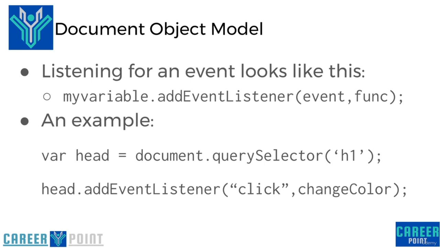Imagine we want to listen for an event. Well, the basic form looks like this. It's my variable, whatever variable you happen to have grabbed from the document object model. Then you say .addEventListener, you call that method, and then you pass in a particular event and a function. So for example, let's say we grab the heading 1 by saying document.querySelector h1. Then, off of that variable, we would say addEventListener, pass in an event name, such as click, and then comma, we would pass in some function, such as the change color function that we've seen earlier. And that's the basic form of event listeners. You pass in a particular event name, and then you pass in a function that you've created, or a built-in function, that you want to have happen upon the event.